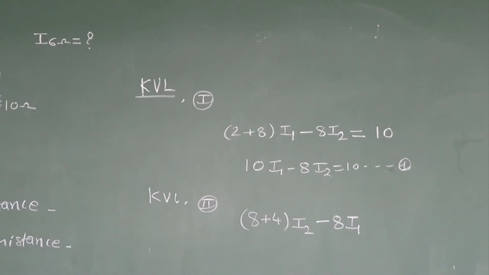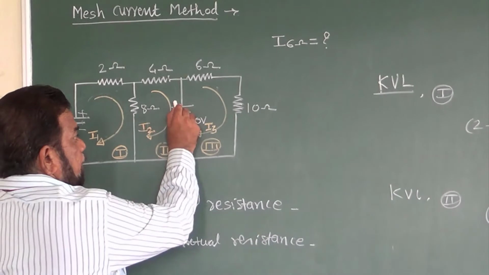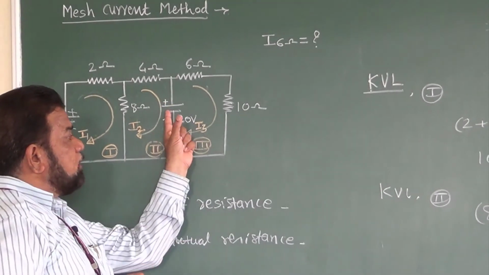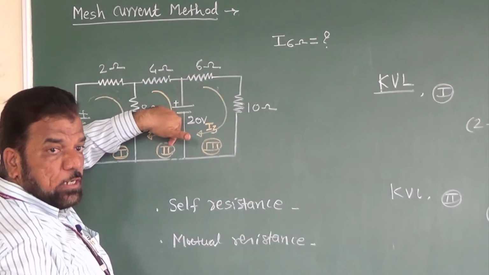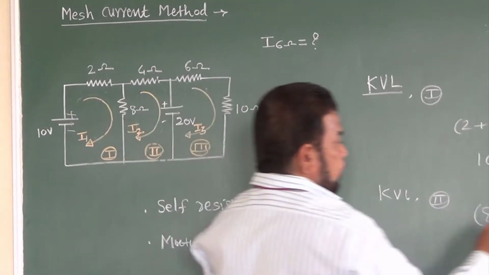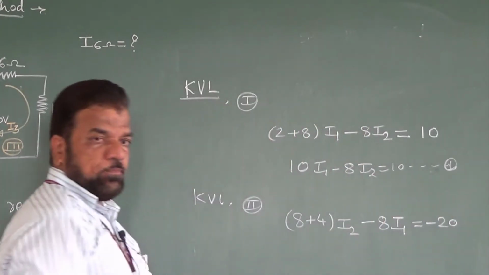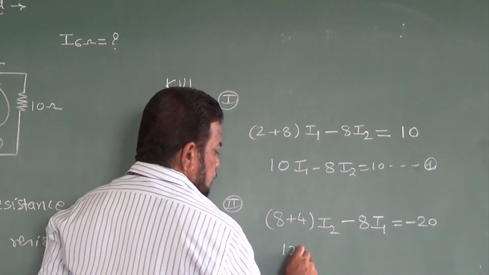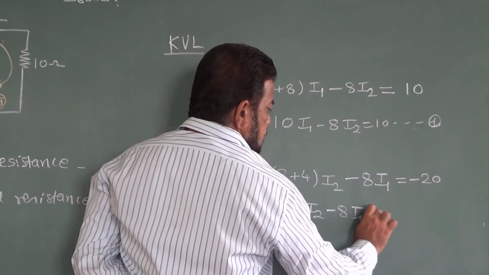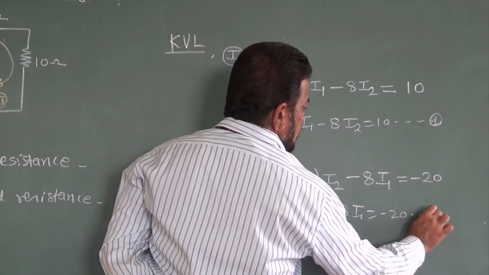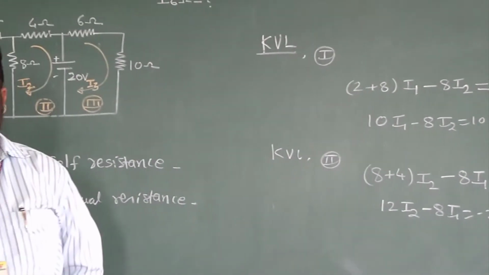Again, if you check the voltage drop because of the battery: this battery's upper terminal is positive, that means it is delivering the current in the upward direction. The loop current is clockwise, in a downward direction. That's why when I am equating this, there should be a minus sign, so minus 20. So the equation is 12 I2 minus 8 I1 is equal to minus 20. Let this be equation number 2. Are you getting this one?